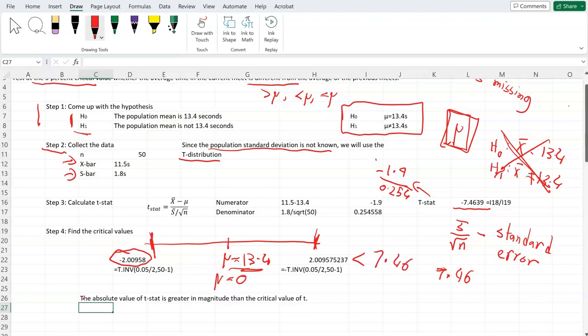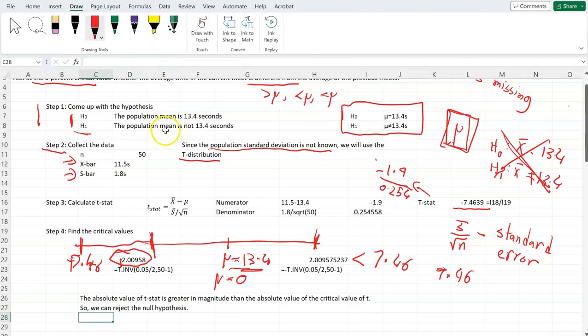And just to make it a little clearer, the absolute value of the t-stat is greater in magnitude than the absolute value of the critical value of t, which is just saying that we're removing the negative sign. So even if the t-value was way out here, negative 7.46, once we remove the negative sign, the order gets flipped. So now 7.46 is definitely greater in magnitude. So we can reject the null hypothesis.